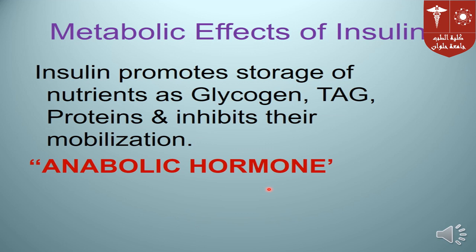Okay, يبقى generally we can say that insulin is an anabolic hormone. It stimulates storage of the nutrients, synthesis of glycogen from excess glucose, synthesis of fat, triacylglycerol from excess glucose as well, synthesis of proteins, and inhibits their breakdown. Okay, so totally insulin is an anabolic hormone.